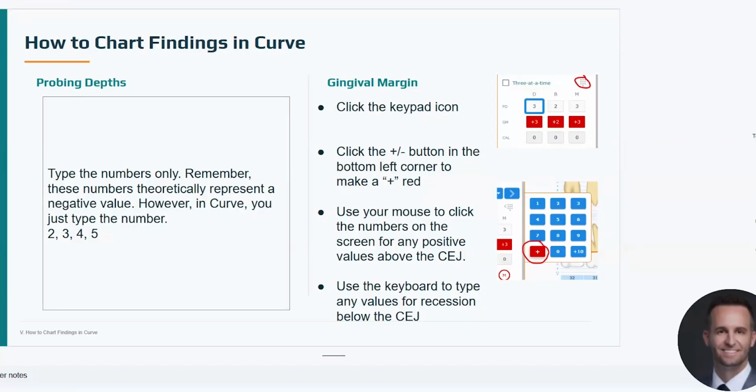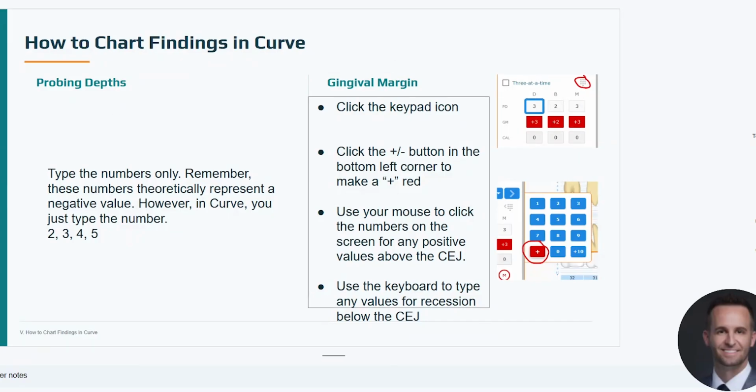It's hiding in the coding somewhere. On the back end, the computer software engineers factored this in, but all you have to do is type in the value. So a value without a negative or a positive in front of it in perio charting in Curve is actually representing a negative value. It's just not showing the negative sign. I hope that makes sense. If it doesn't, rewind 15 or 20 seconds and listen to me say it again.